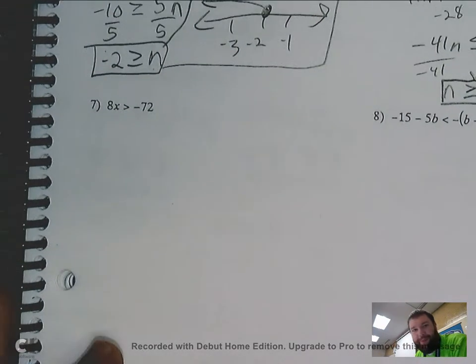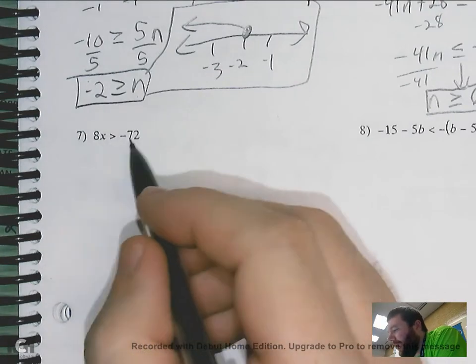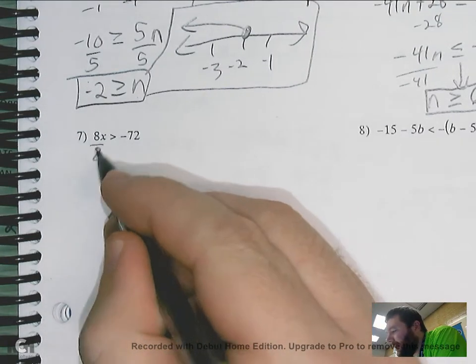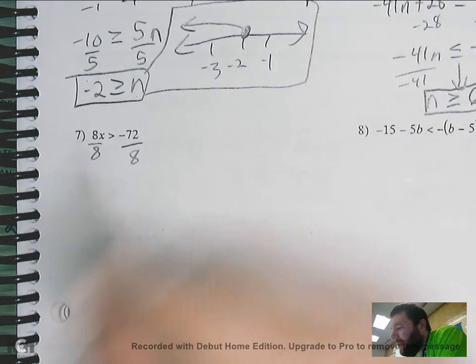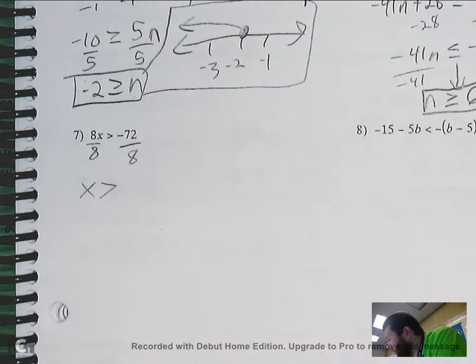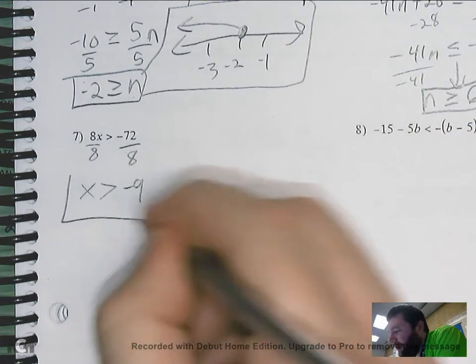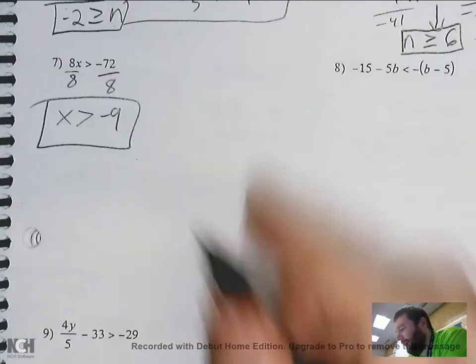4 more, here we go. So number 7. This is a one-stepper, 8. I'm going to divide by the 8 to get it by itself. I'm dividing by a positive, so it stays going the same direction. And 72 divided by 8 is going to be negative 9. So there's one answer. That was a tough one.